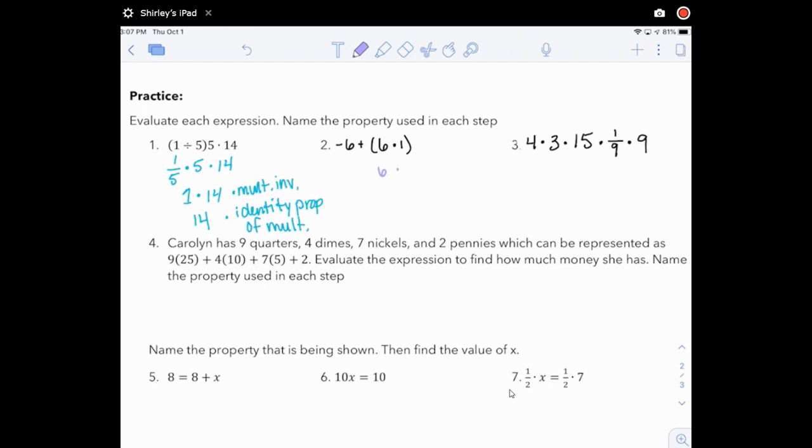That is from my identity property of multiplication. Bring everything else down. Now I can go ahead and do that addition. So I have -6 plus 6. That's going to get me 0 from my additive inverses.